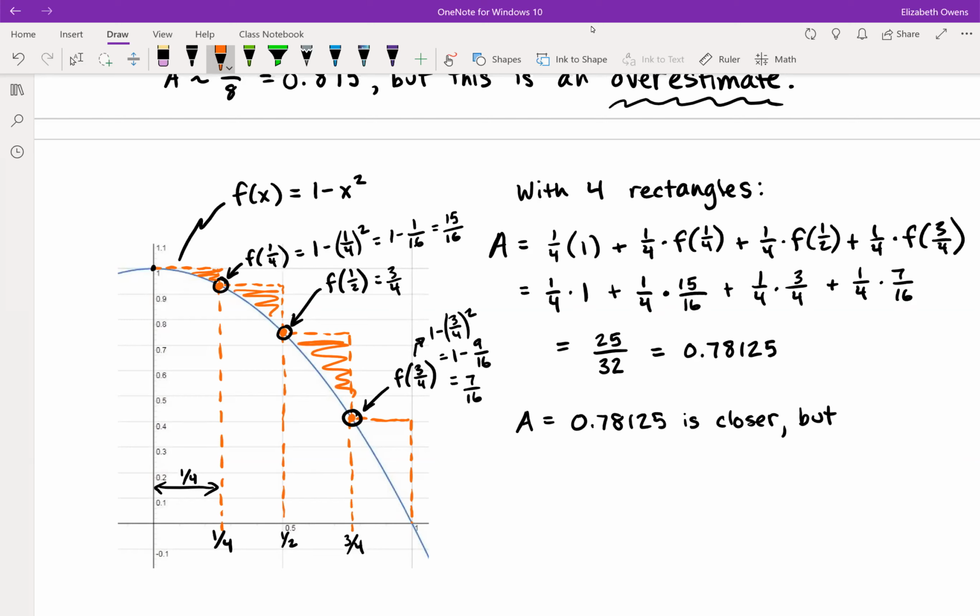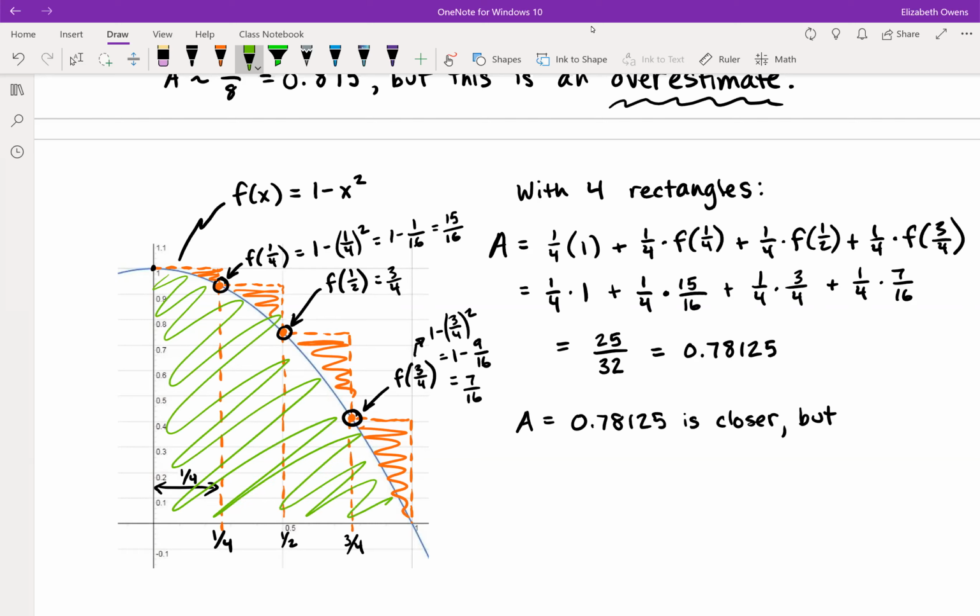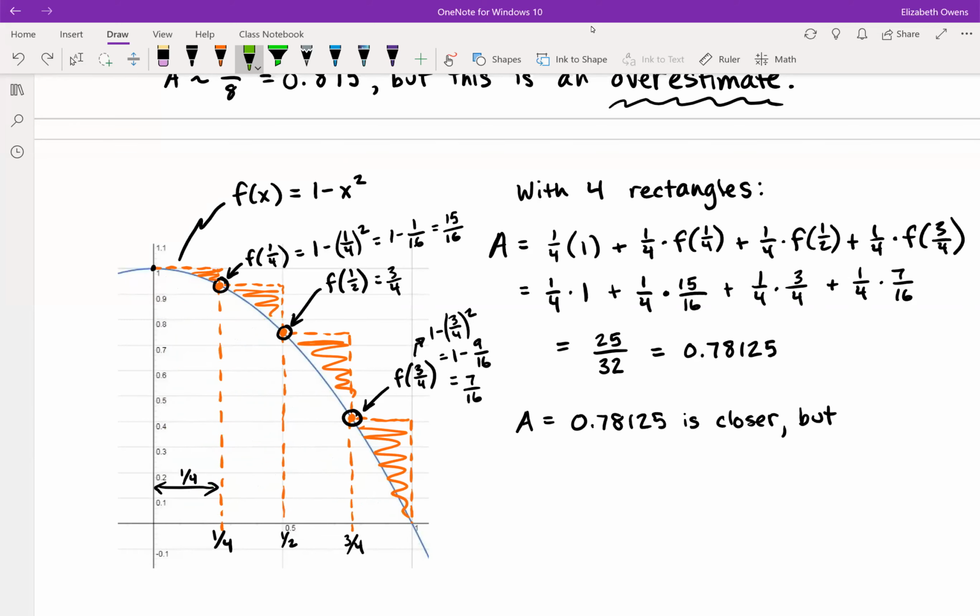This chunk is fairly large, this portion. Those areas are getting counted, and we didn't actually want those in the area that we were looking for. We just wanted the part that was underneath the parabola in green there. And we're getting that plus those extra bits in orange when we use the rectangles. So this estimate is closer, but still an overestimate of what we wanted.